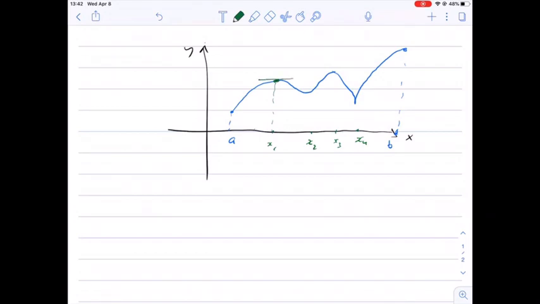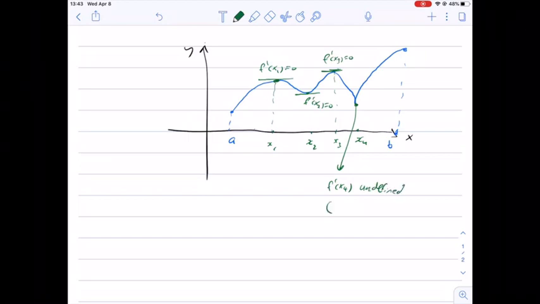This is maximum, and the derivative, the slope of the tangent line at x1, is equal to 0 because the tangent line is horizontal. And here at x2, the slope of the tangent line is equal to 0 because the tangent line is horizontal, so the derivative at x2 equals 0. And here at x3, the derivative at x3 equals 0. At x4, the derivative does not exist or is undefined. Here, f prime of x4 is undefined, because we know that derivatives are not defined at sharp edges, and this is a sharp edge.